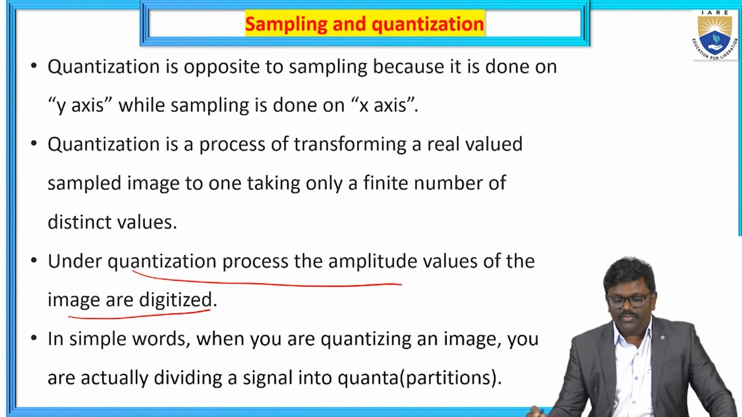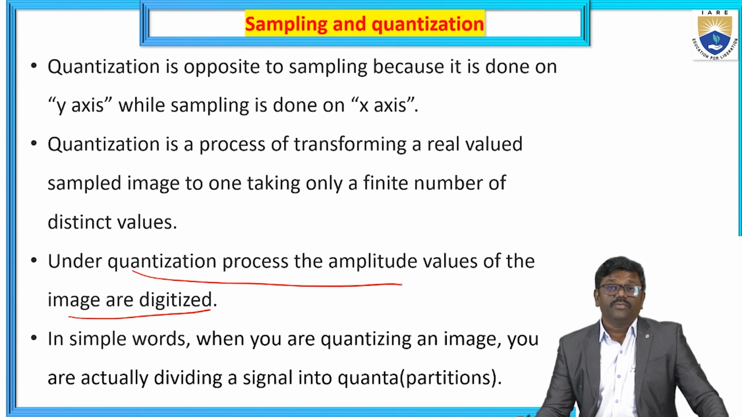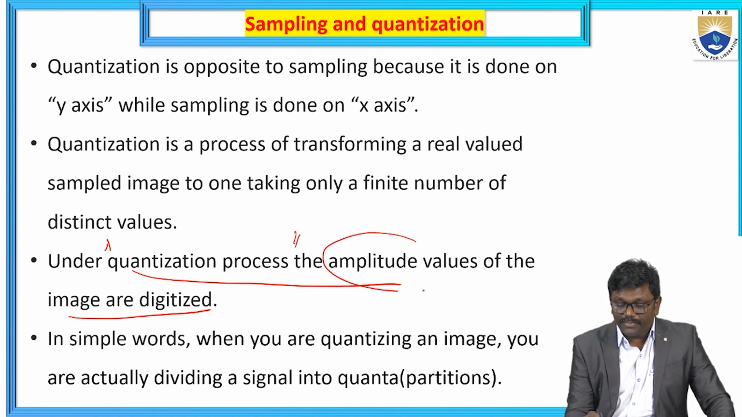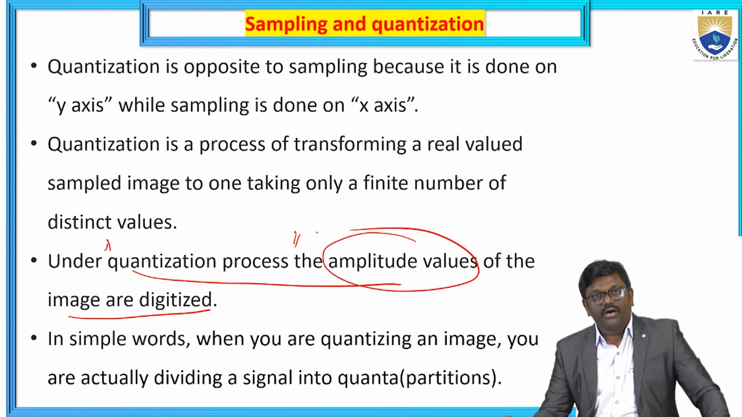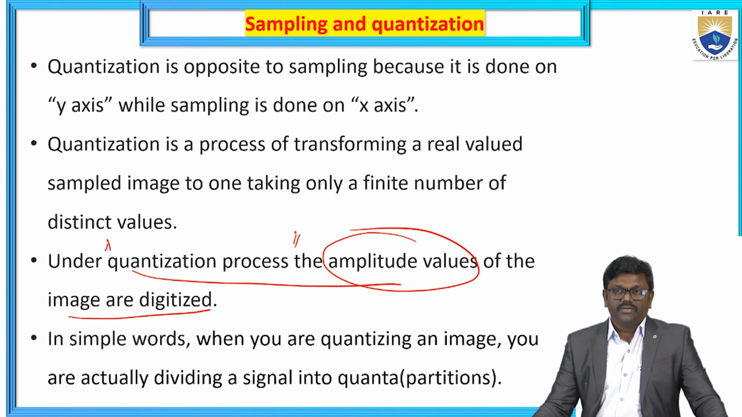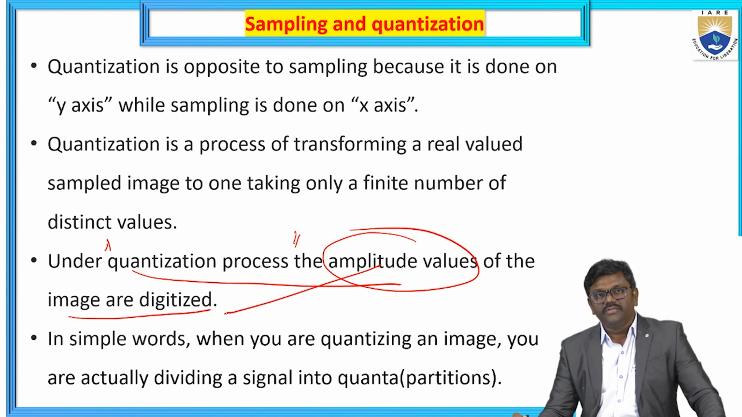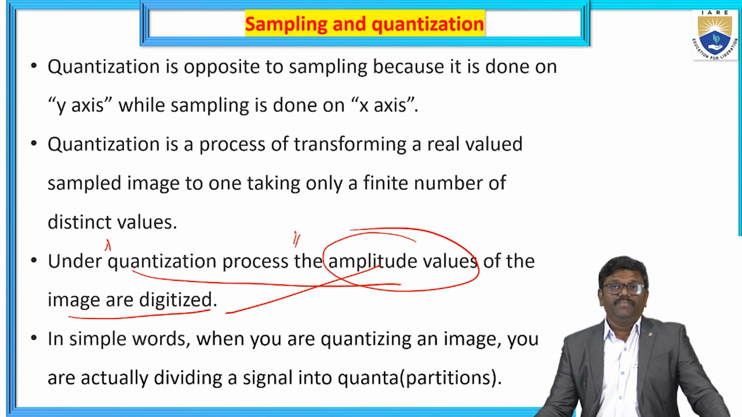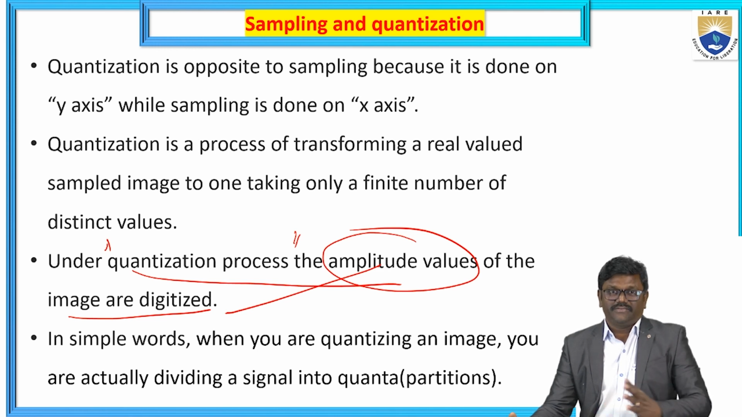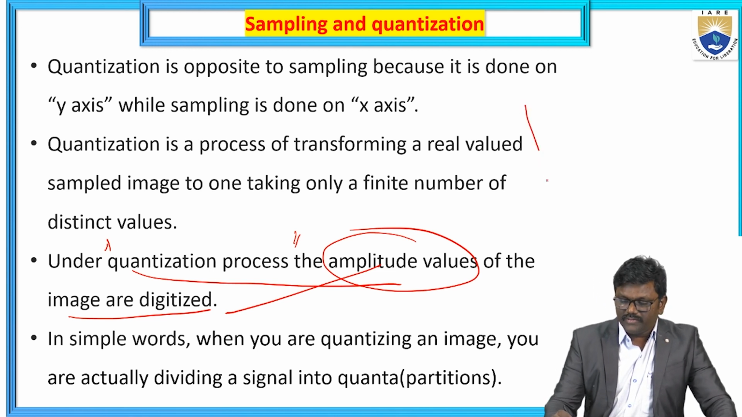In the quantization process, the amplitude values of the image are digitized. Simply put, the amplitude is digitized. So in simple words, when you are quantizing an image, you are dividing a signal into quanta, nothing but partitions.